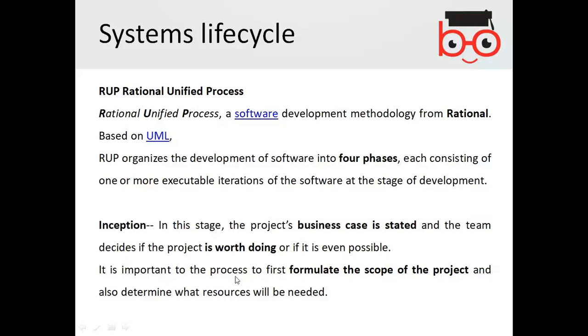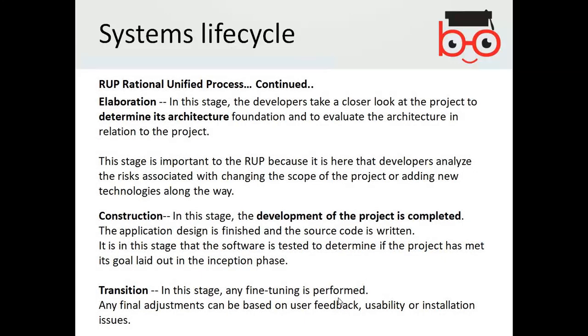It is important to first formulate the scope of the project and also determine what resources will be needed. Obviously, it is kind of similar to the spiral model. Then in the elaboration stage, the developers take a closer look at the project to determine its architecture, foundation, and to evaluate the architecture in relation to the project. So, in the elaboration stage, the structure is identified with a closer look.